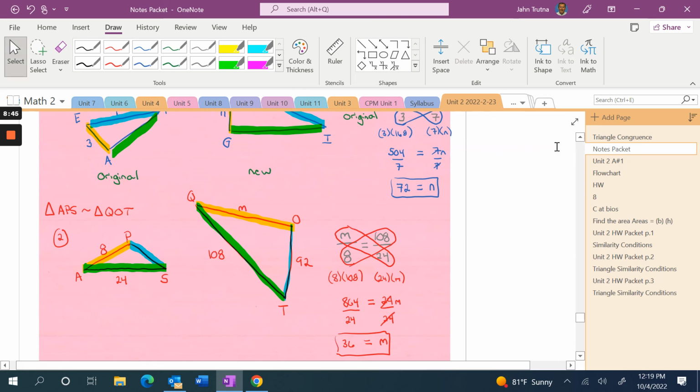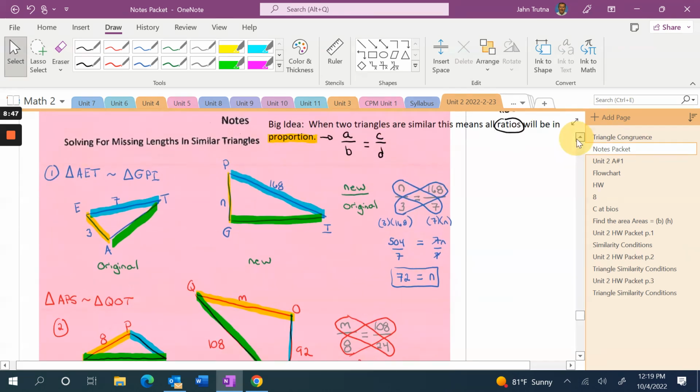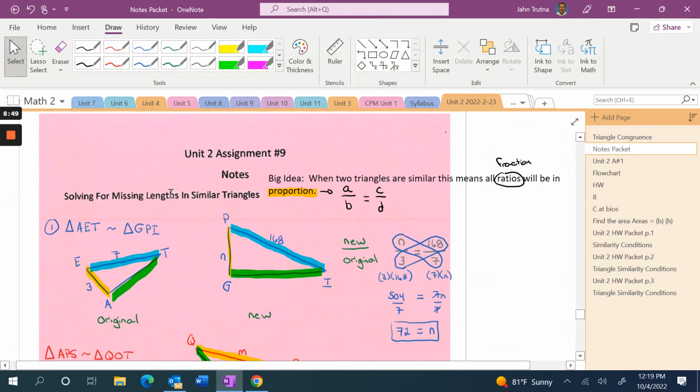Okay, guys, there we go. There's your notes for assignment number 9, solving for missing lengths in similar triangles.